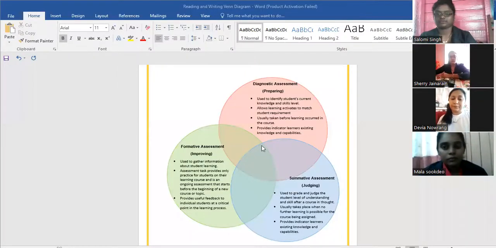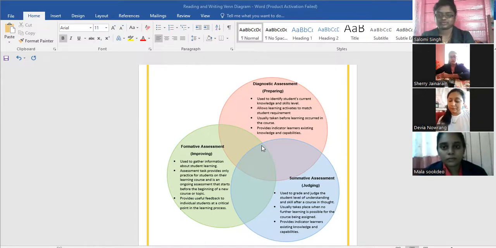Moving on, we will now be discussing the differences between the diagnostic assessment, the formative assessment, and the summative assessment. I invite Ms. Sita Harinarayan to give a presentation on this. I'm Sita Harinarayan, and I'll talk about the differences between the three types of assessment.